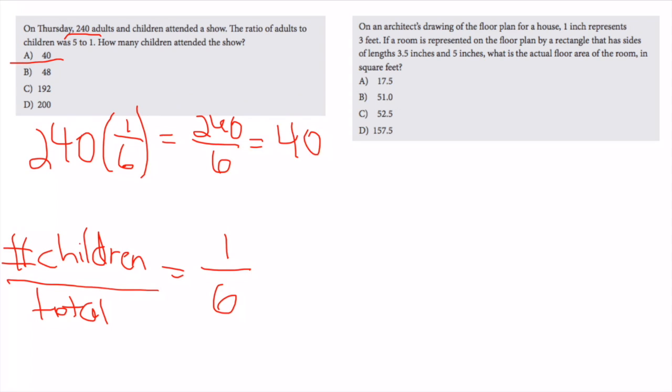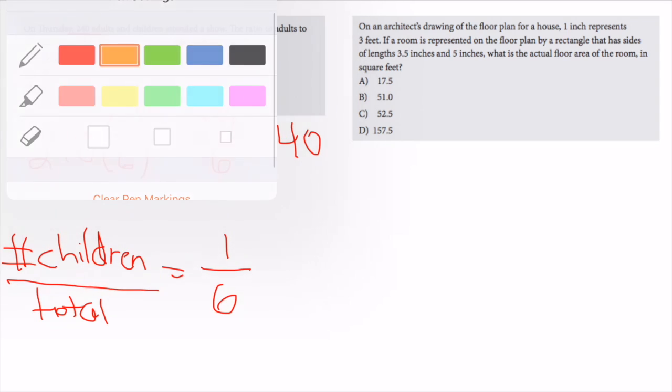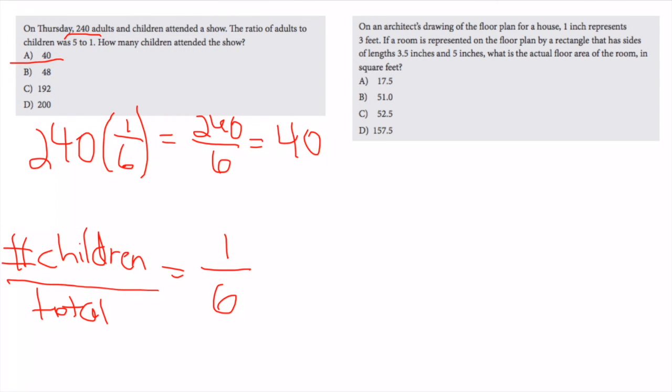So something to note here is that if I were to look at now the ratio of adults to children, okay, I would have 200 adults and 40 children. Okay, and if I reduce this, I could divide each of these things out by 40, and I would just be left with 5:1, which is my original ratio that they gave me. Okay, so just a quick check that lets me know that my answer is right.